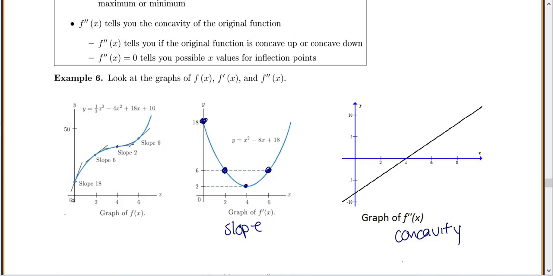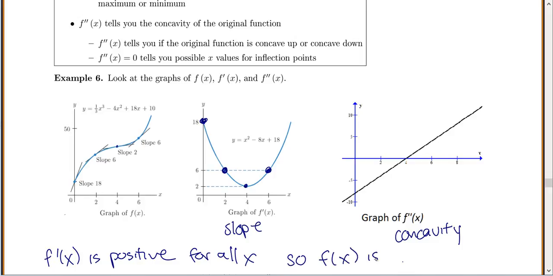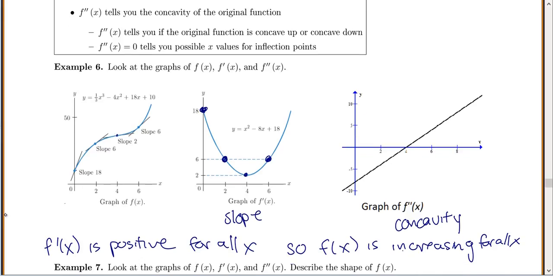But let's go back and look at a few things here. So when you look at your first derivative, notice the first derivative is positive everywhere. So it's positive for all x. So that means f of x is increasing for all x. Does that make sense? Yep, it was increasing for all x.